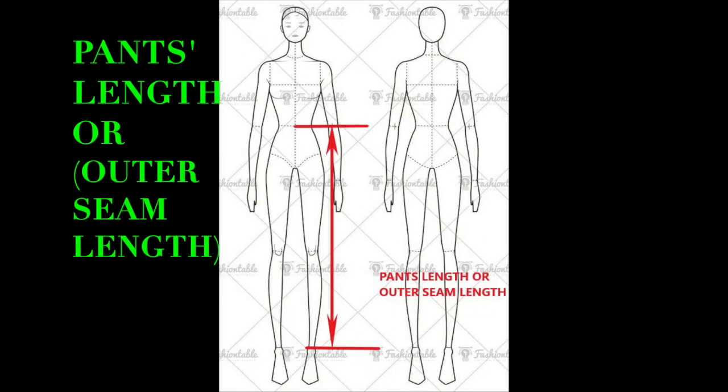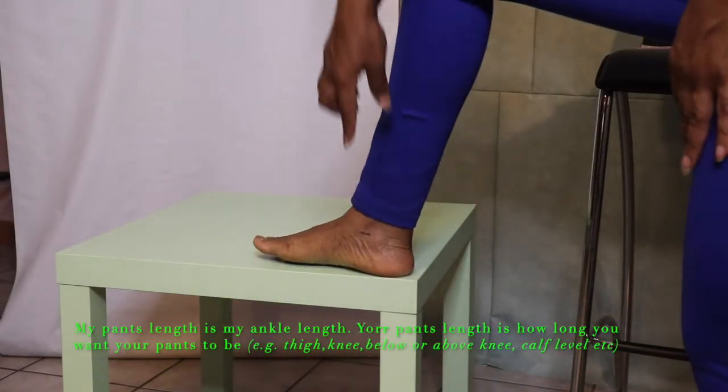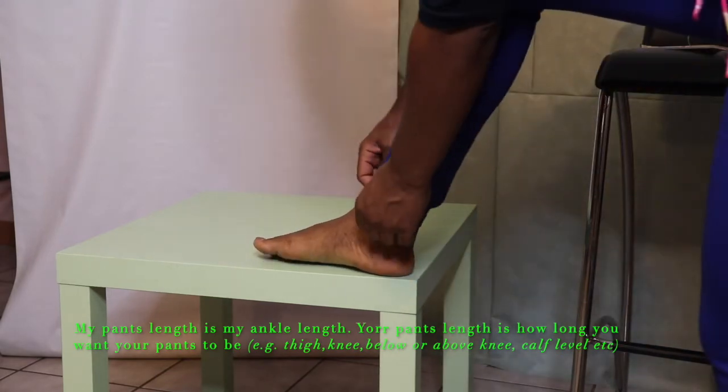The next vertical measurement is the pants length or the outer seam length. This measurement is taken from your waist to your desired length of how long you want your pants to be. But for the purpose of this tutorial, I'm going to measure all the way to the ankle level because this tutorial is for a long pant or long trouser. This is also another measurement that is best achieved if you have someone take the measurements for you.